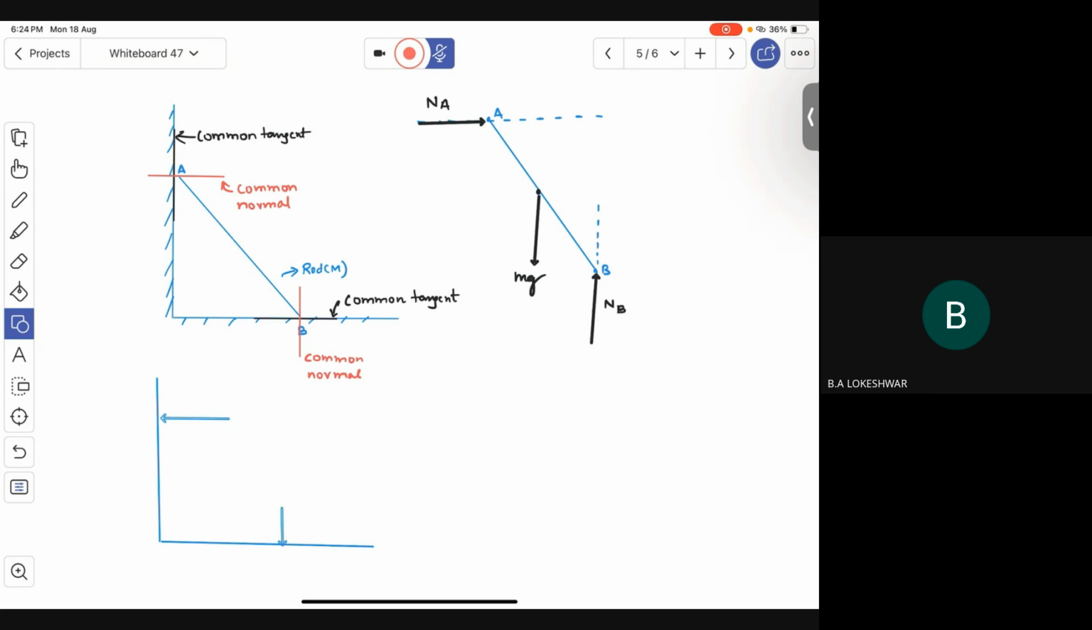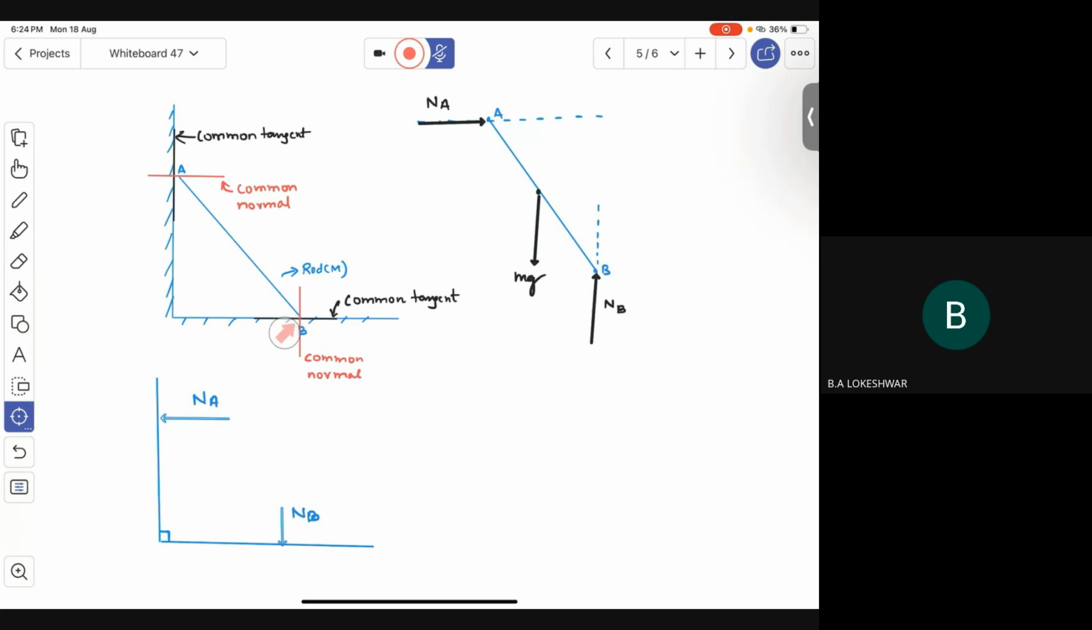Just tell me, you were telling me something. Sir, how are you indicating the directions of the normal, sir? Both the normal. Yeah, I'm indicating, just a moment. I'll tell you.